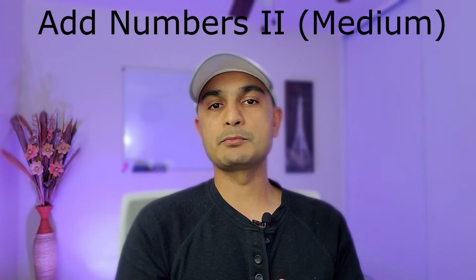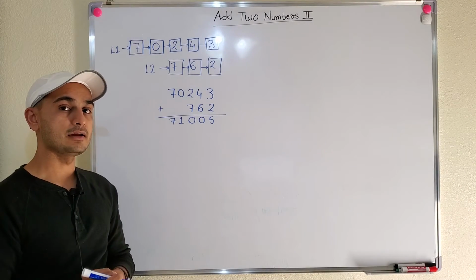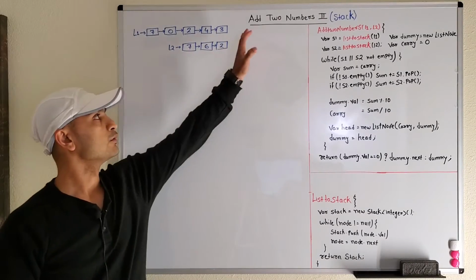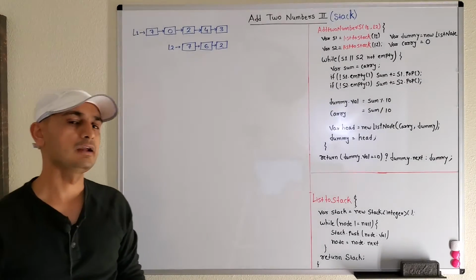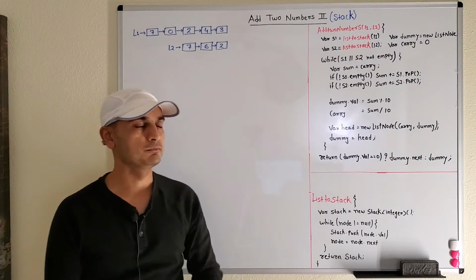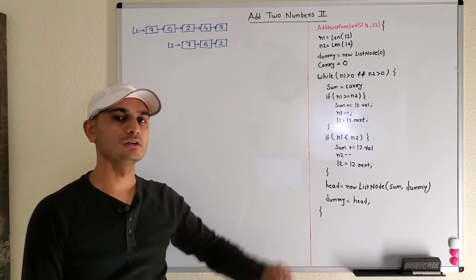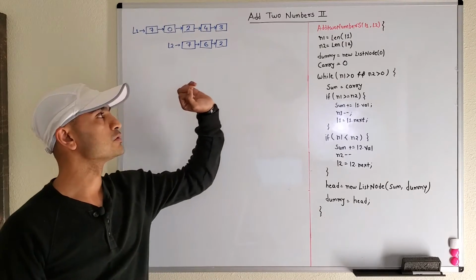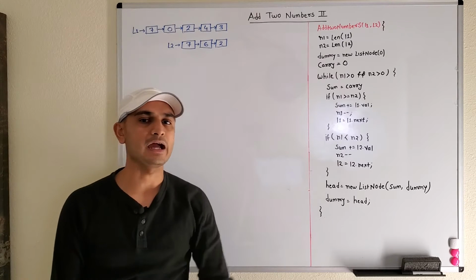So let's start with the problem description. Let's see how the reversed list looks and how we'll actually do it in code also. Then we'll try to solve the same problem without reversing the input list, using a stack as our data structure. Our third approach to this add numbers problem will neither reverse the input list nor use a stack.